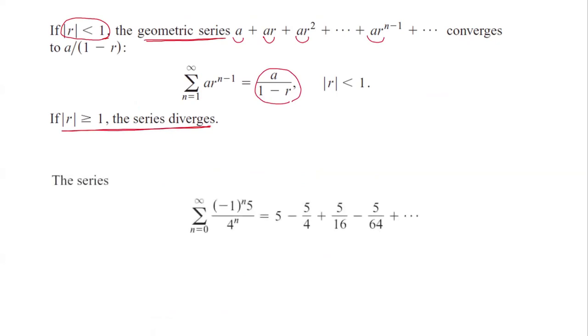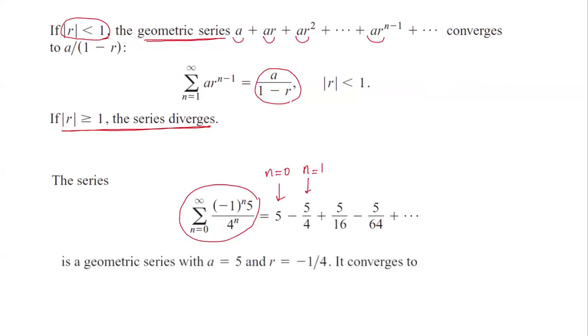For example, take a look at this geometric series. You have negative 1 to the power n times 5 divided by 4 to the n. You can write this in expanded form. So this is the compact form on the left-hand side, and in the expanded form, when n is equal to 0, you have negative 1 to the power 0, 5 divided by 4 to the power 0, which is 5. When n is equal to 1, you get negative 5 over 4, and so on.